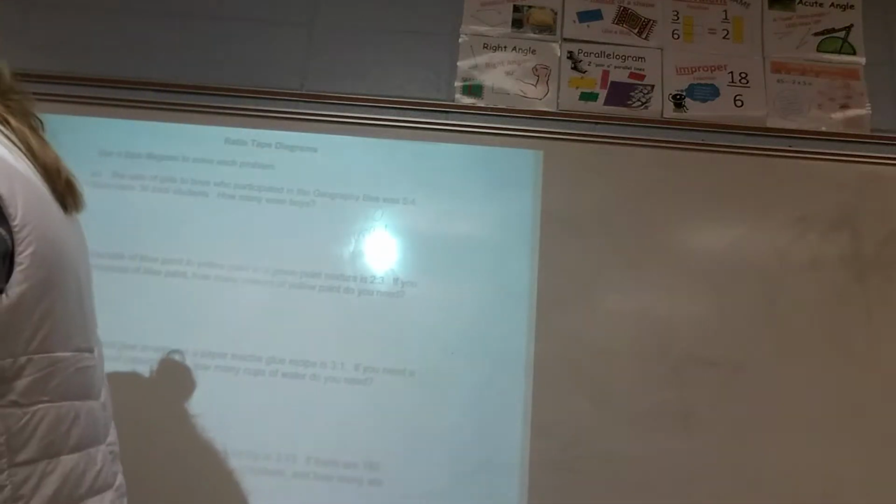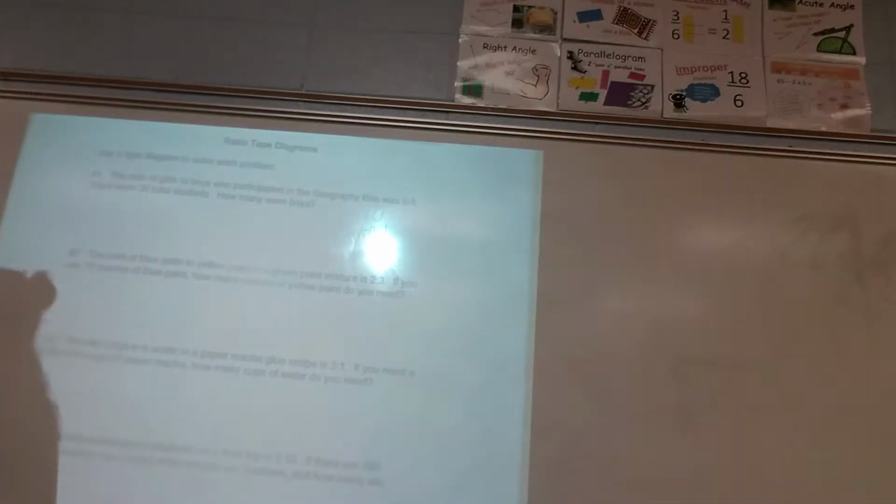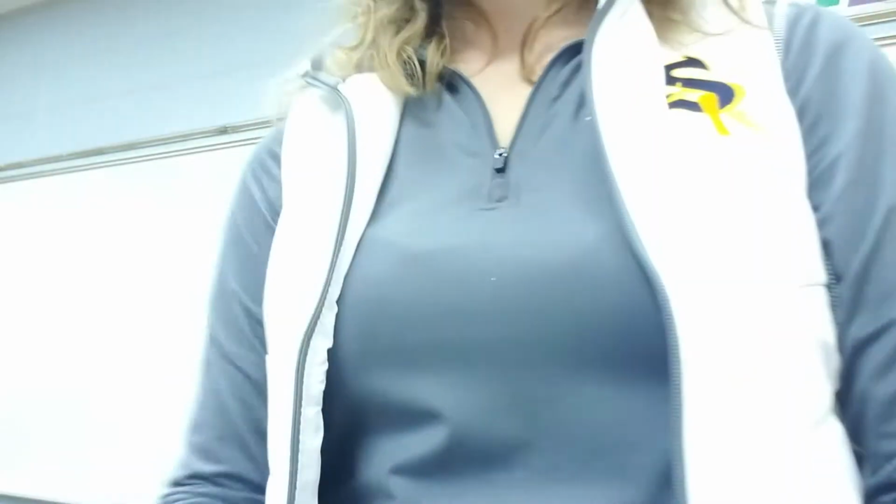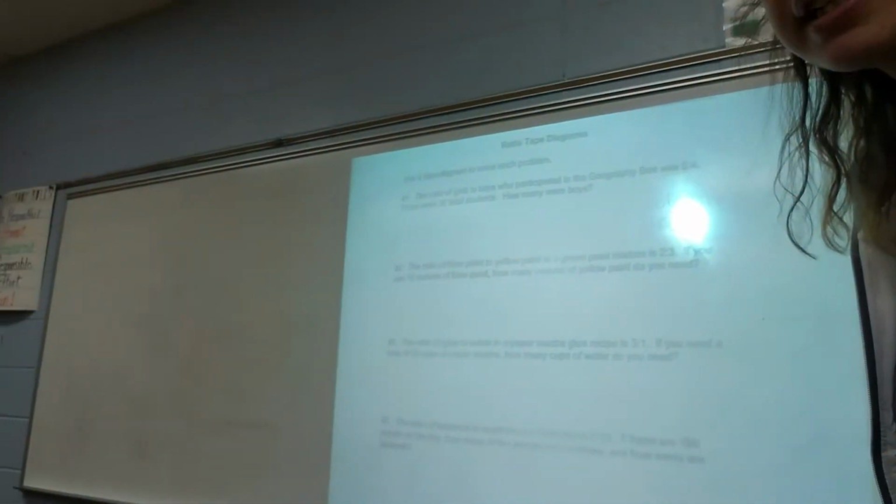Going to do is we're going to solve ratio problems today, and we're going to use what's called a tape diagram to do it. Okay? That's why you have tape on your desk. Isn't that kind of snazzy there?